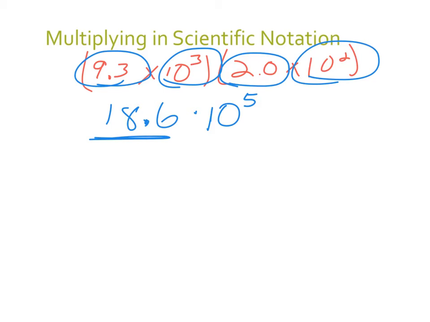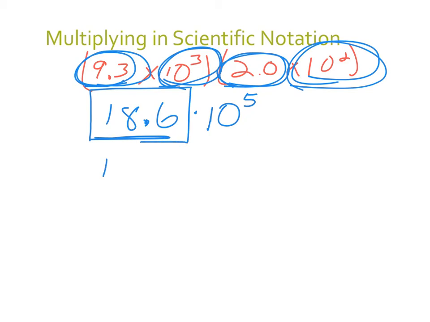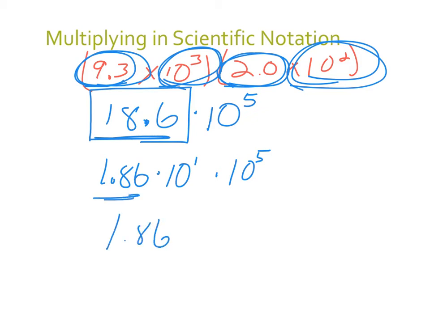So now here's what I do. Again, this part was easy, right? 9.3 times 2, 10 to the third, 10 squared, 10 to the fifth. All I have to do now is look at this first number. If it's not in scientific notation, write it that way: 1.86 times 10 to the first. Then bring down your 10 to the fifth. 1.86 is definitely ready for scientific notation, right? 10 to the first times 10 to the fifth, we all know, is 10 to the sixth. And that's it. I just multiplied in scientific notation.